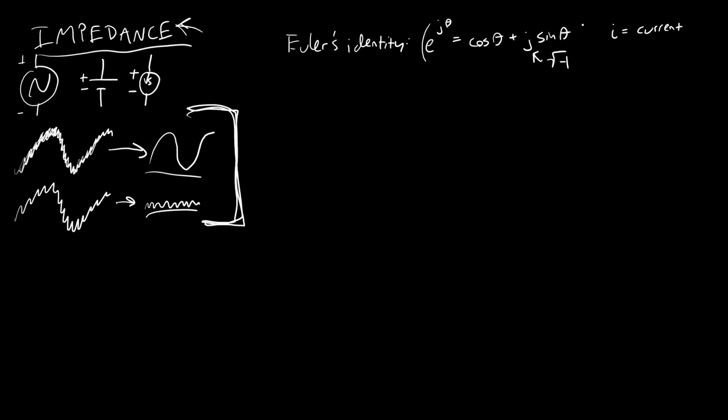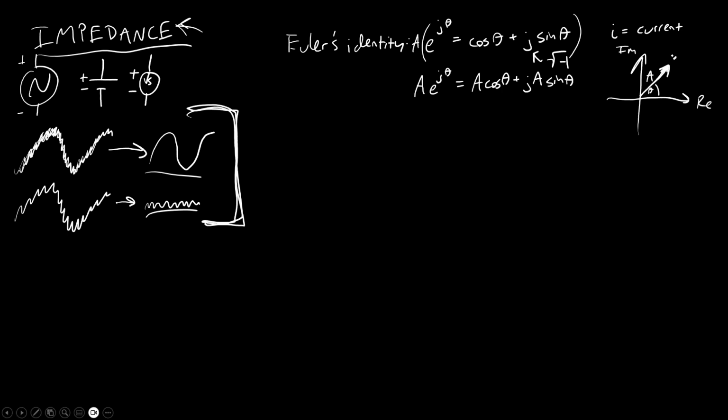And you can also multiply this whole equation by an amplitude, so some constant A: A e to the j theta equals A cos theta plus j times A sine theta. And you may also remember that you can use this equation to represent the coordinate of a point in the complex plane where the x-axis is real and the y-axis is imaginary. We have some angle theta and some amplitude A, so you can represent the location of that point in either polar coordinates or xy coordinates.